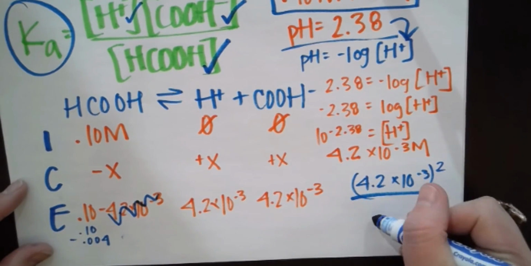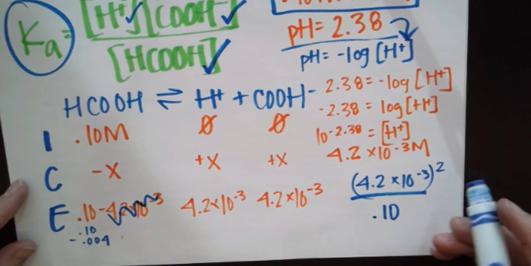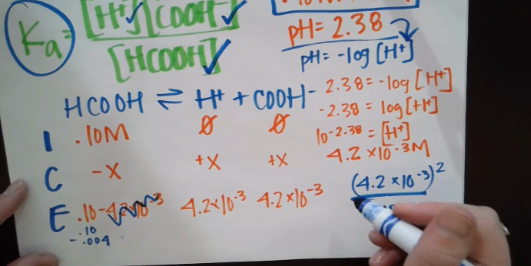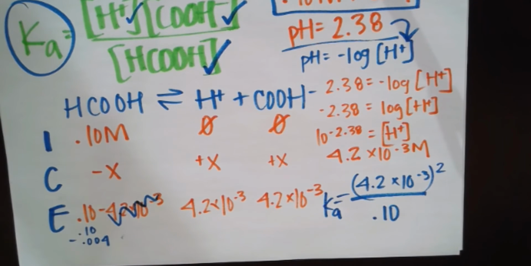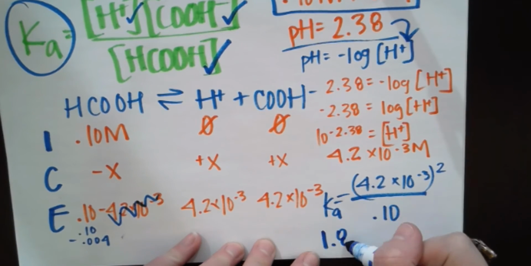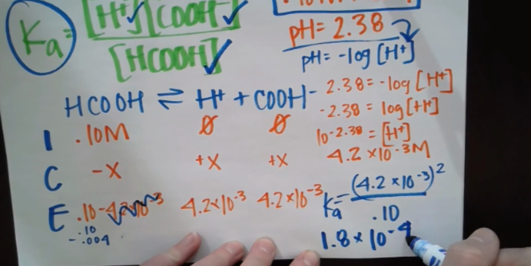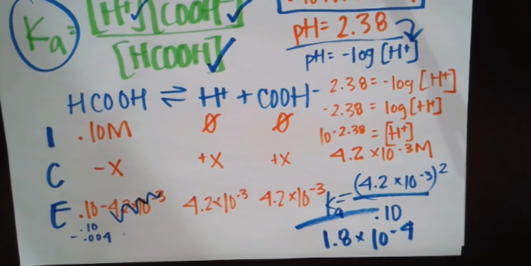So what we're going to do is 0.10 is going to go down here because we get to ignore the rest of that. This is going to equal Ka. So can you solve for Ka? I hope so. I got 1.8 times 10 to the negative fourth. No units, right? Anytime we do a K. Good. I hope that went all right for you.